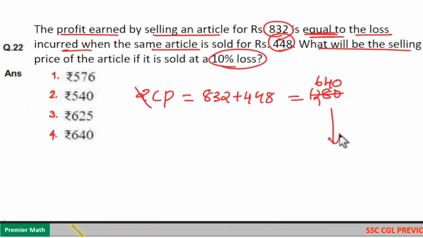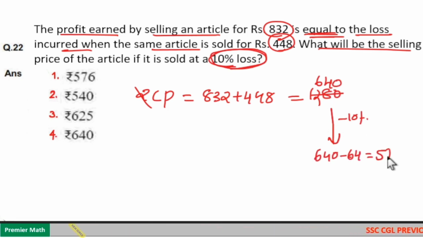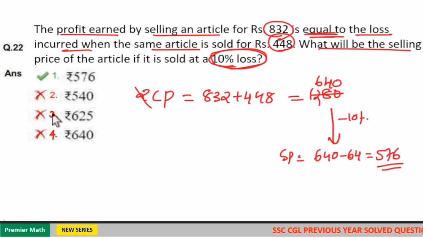If cost price is 640, then selling price at 10% loss means 10% of 640 is 64. So 640 minus 64 is equal to 576 is the selling price. So option 1 is your answer. Selling price at 10% loss is rupees 576.